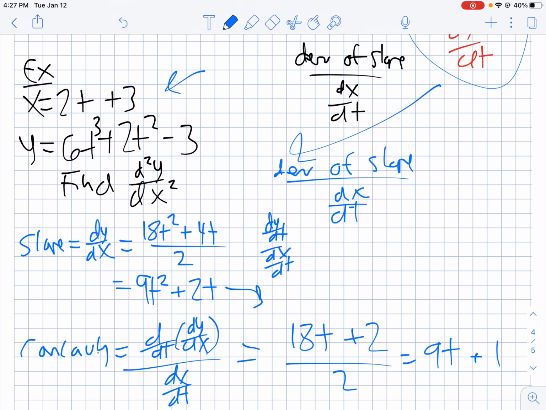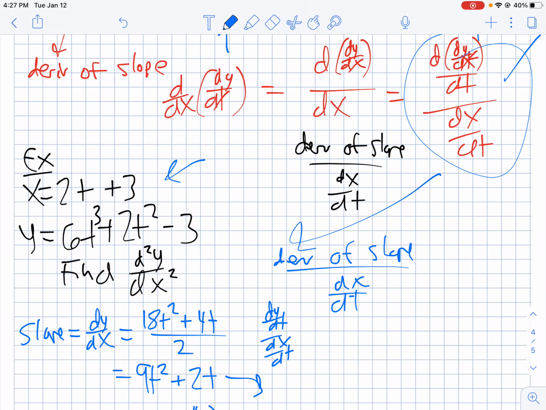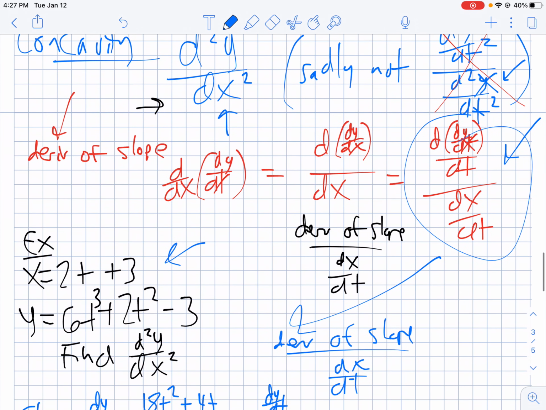These get messy with a lot of equations, but the general idea is thinking, okay, I'm just finding the derivative of the slope with respect to x, right? Because that's what the concavity is. It's the derivative of the slope with respect to x. I'm going to write that abbreviation out because you probably don't know. With respect to x. And that's how you want to think about these problems.